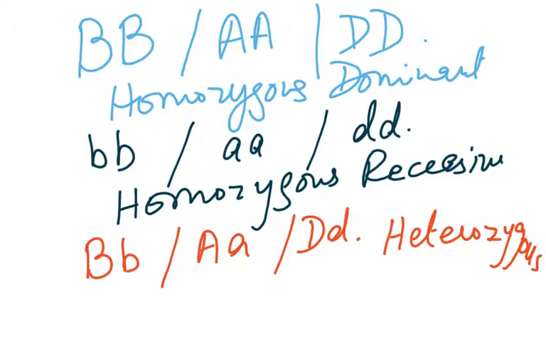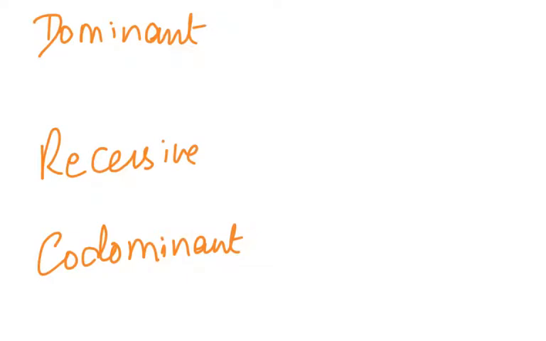Everybody has to be very clear on this: if we say two capital letters, then it's homozygous dominant. If we say two small letters, then it's homozygous recessive. If it's one capital letter and one small letter, then of course that means it's heterozygous. Now, this would be given in the question.